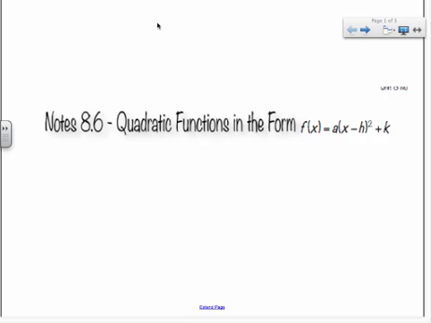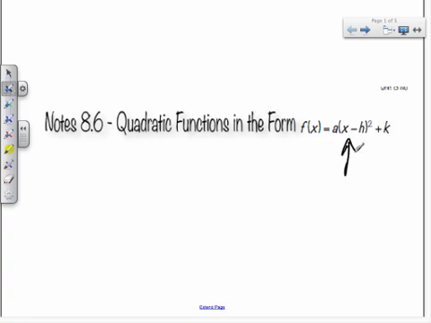Today's lesson is on graphing quadratic functions in the form f of x equals a times x minus h squared plus k. This form is called vertex form. So what I need you to do right now is write down right here, please, that this is vertex form. Okay?